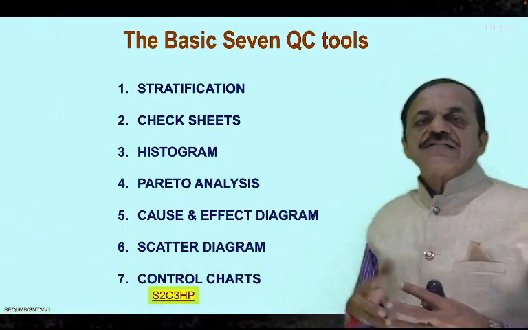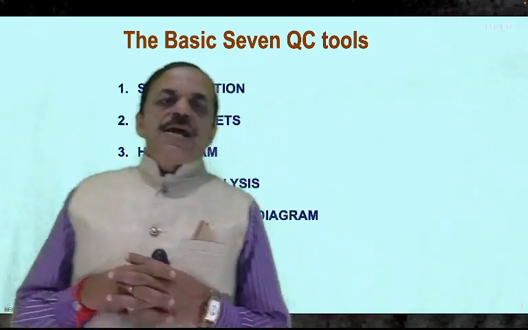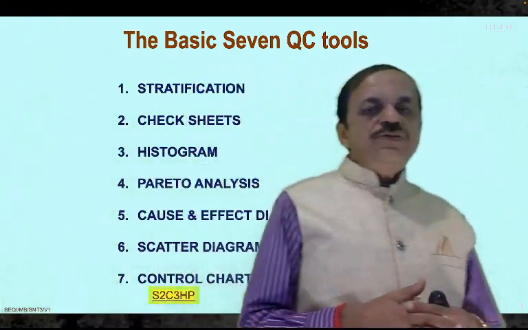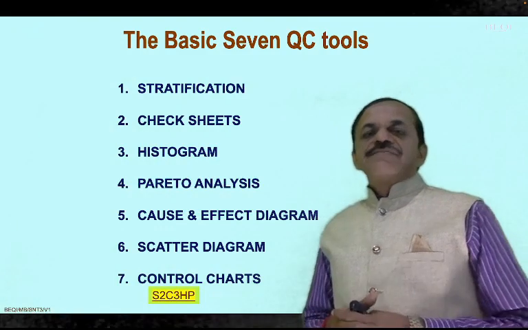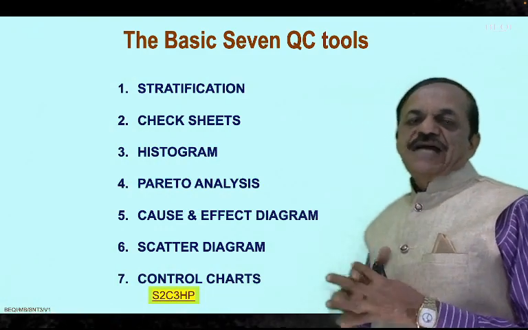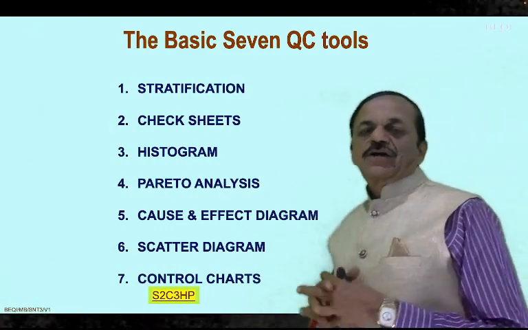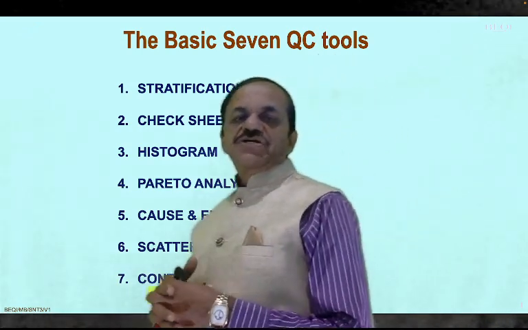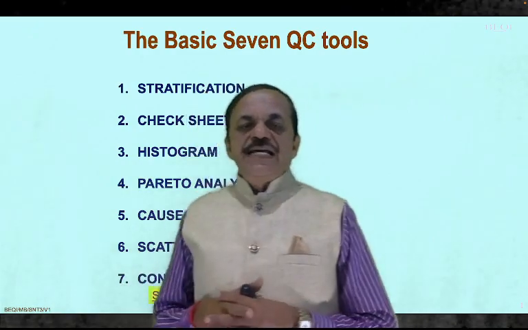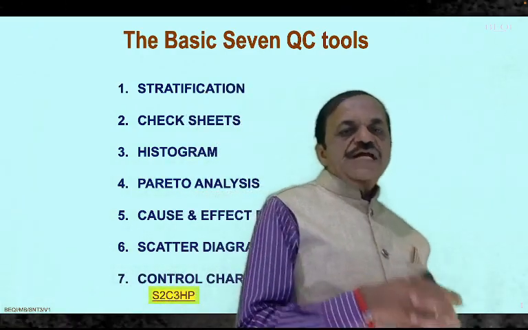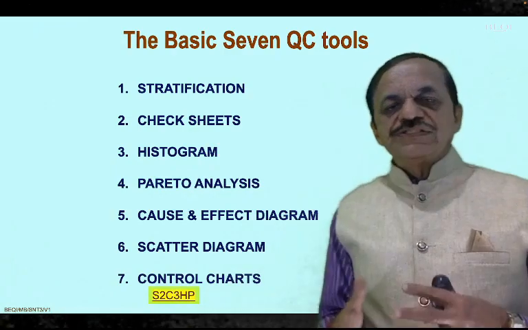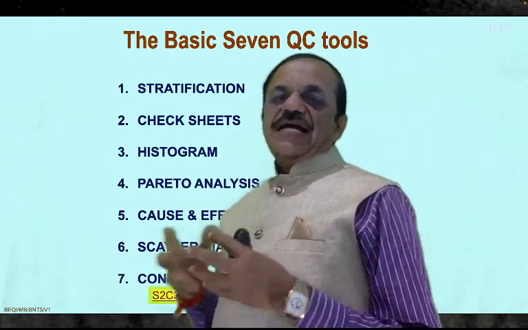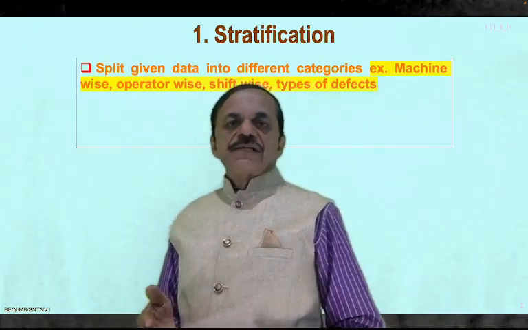The 7 tools are stratification, check sheet, histogram, Pareto analysis, cause and effect diagram, scatter diagram, and control charts. If you are writing global exams, you can memorize them through an acronym S2 C3 HP. S2 stands for stratification and scatter diagram. C3 stands for check sheet, cause and effect diagram and control chart. H stands for histogram and P stands for Pareto analysis. This is how you can remember.